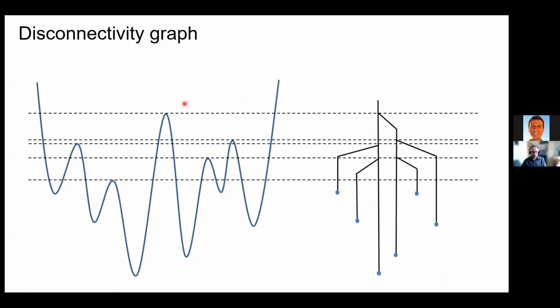Okay. Now, as I said, it gets quite complex to stare at these things and look at the connections. So one thing we use is what's called a disconnectivity graph. It's just another way of looking at this energy surface. On the left, we have the energy surface simplified to this one dimension. On the right is the corresponding disconnectivity graph.